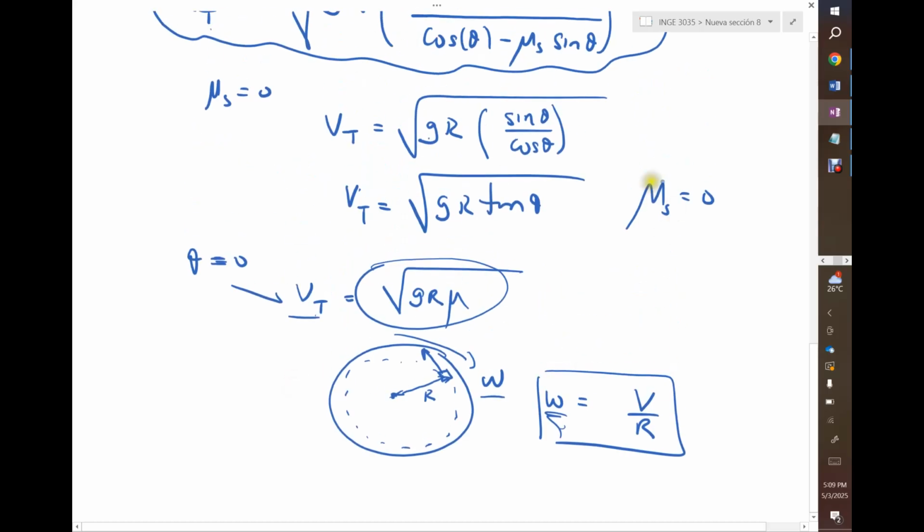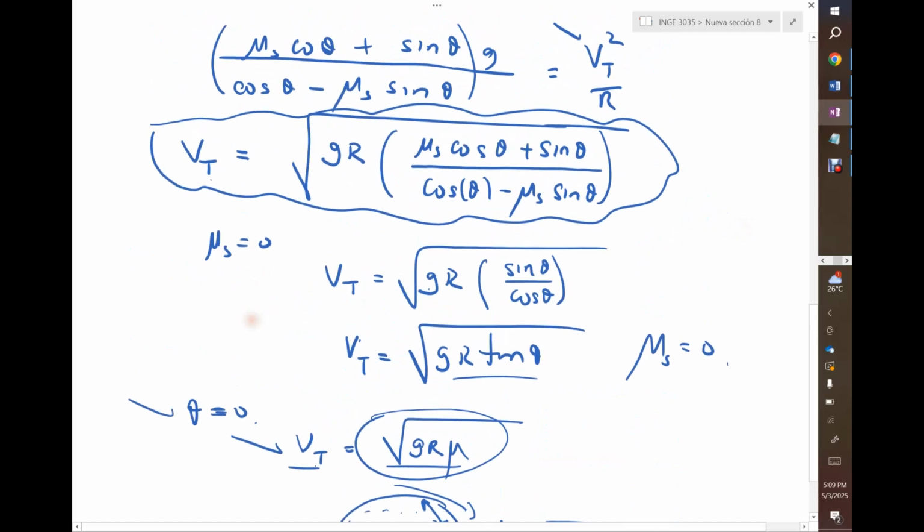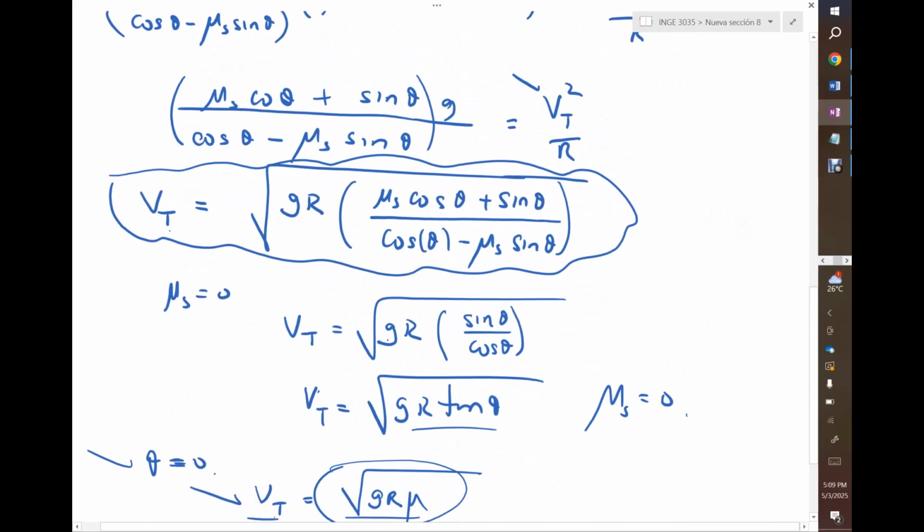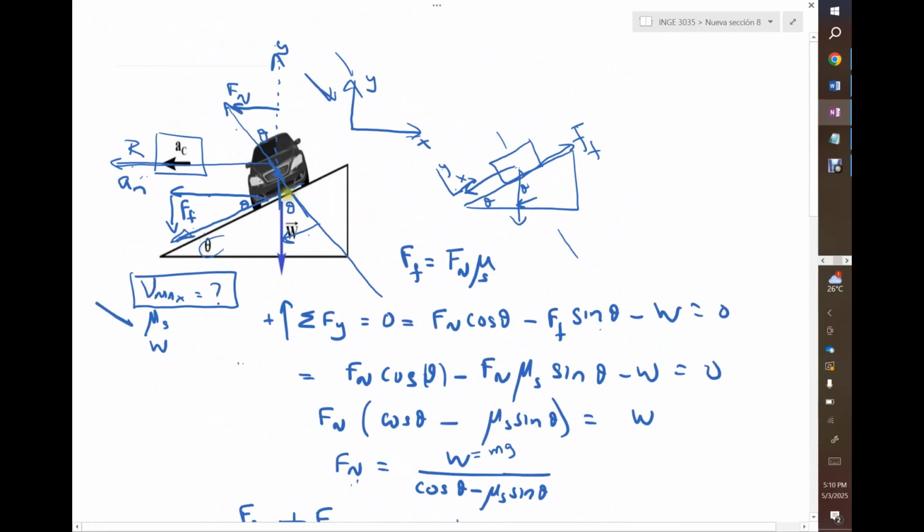One is when mu s equals 0, you end up with this, but on the other hand, if theta equals 0, you end up with this. Anything where theta is greater than 0 and mu s is greater than 0, you have to use the full equation here to determine that vt. Remember that this speed is the maximum speed, because otherwise the car will get out of the bank and it will be over. So that's one of the simple analyses that you can do with the car.